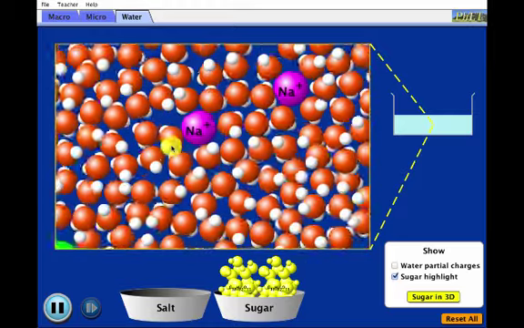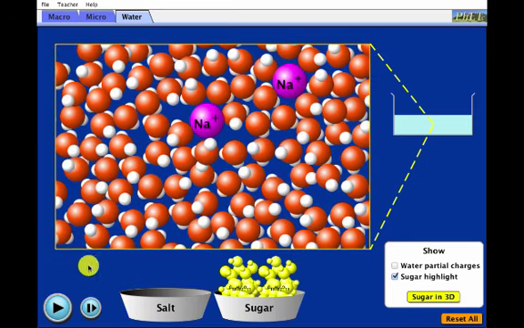Now the question is, why is this happening? What's going on that causes this to happen? Well, water has polarity to it. If you remember back in the chapter on bonding, we talked about the fact that there are intermolecular forces between substances.